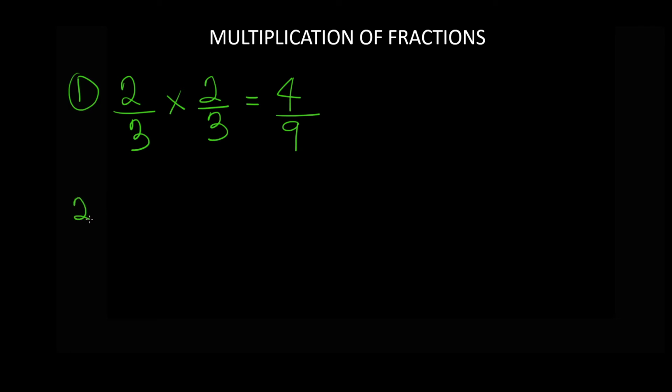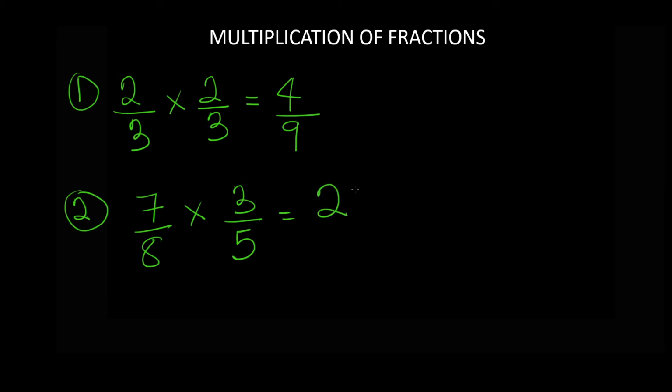Let's look at another example. 7 over 8 times 3 over 5. You want to multiply these two fractions. Again, multiply the numerators. 7 times 3, that is 21, over 8 times 5, that is 40. So the answer is 21 over 40.